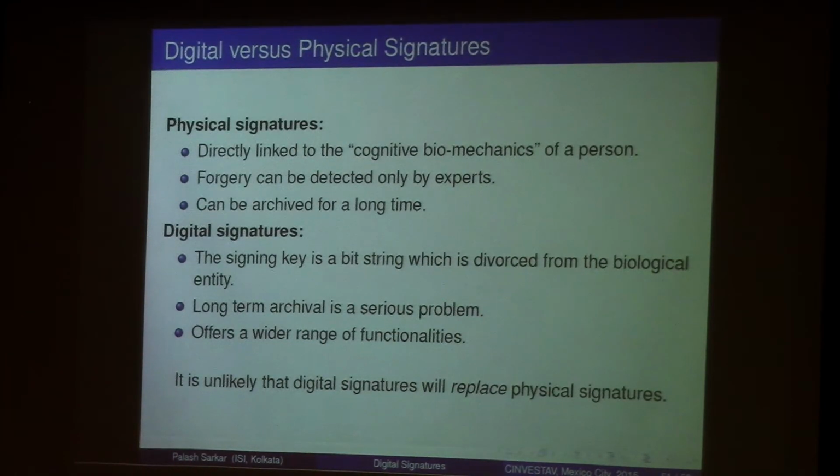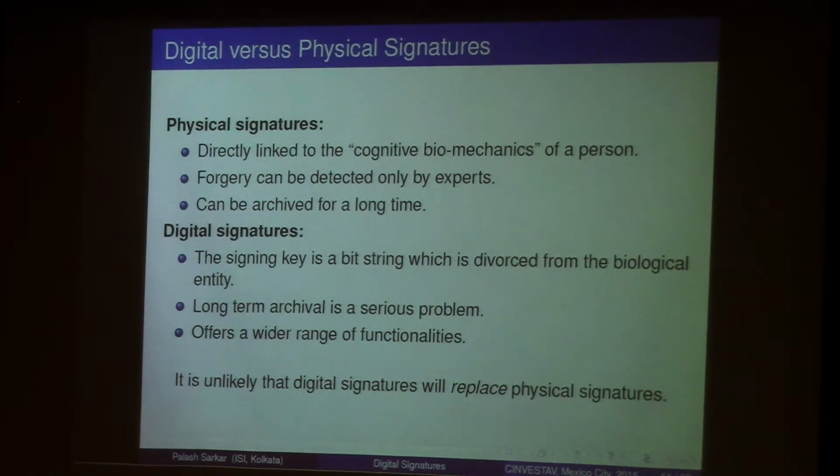Okay, here is a one-slide summary of digital versus physical signature. I think it's important that we understand the difference. So physical signature is directly linked to what I would say is the cognitive biomechanics. I'm doing that consciously, and it's a mechanical process, but it's a biomechanical process. Now, digital signature, the signing algorithm, the signing key is completely divorced from the biological entity. It's just a bit string, and most people don't even know that, and it's impossible to know the bit string. So that's an important difference.